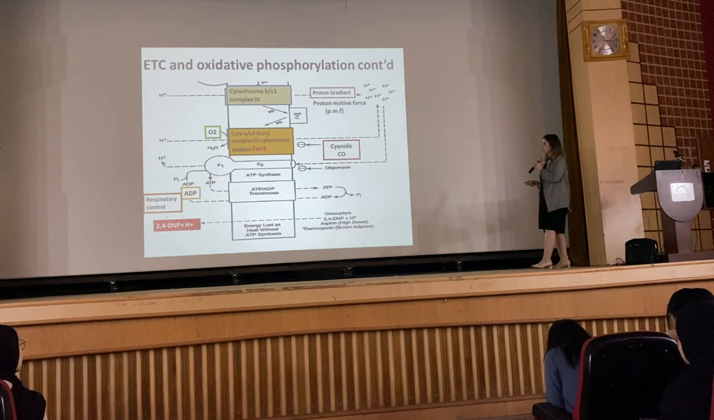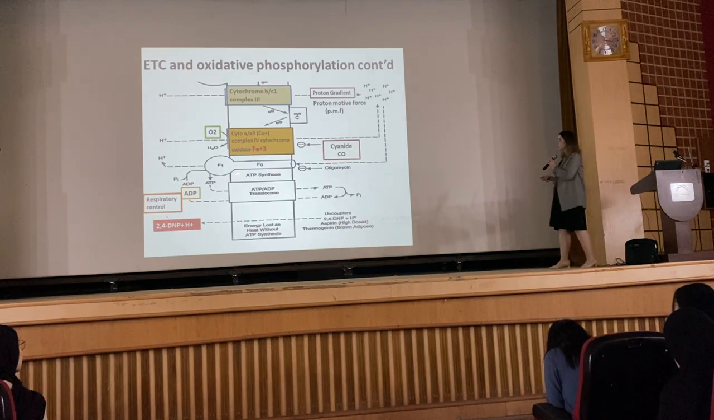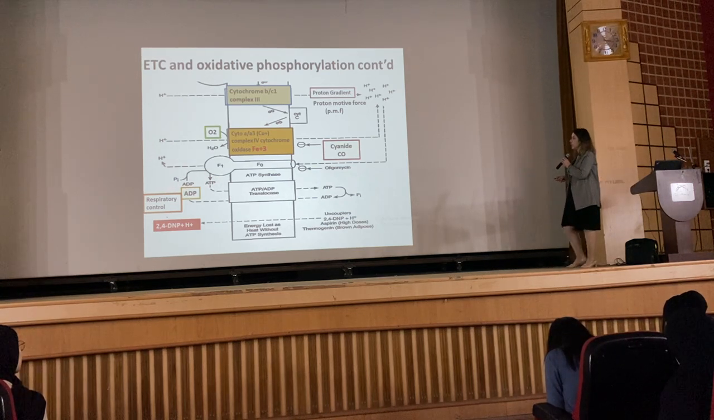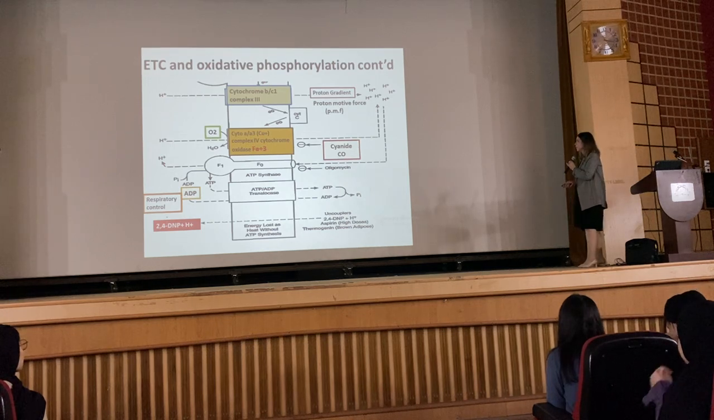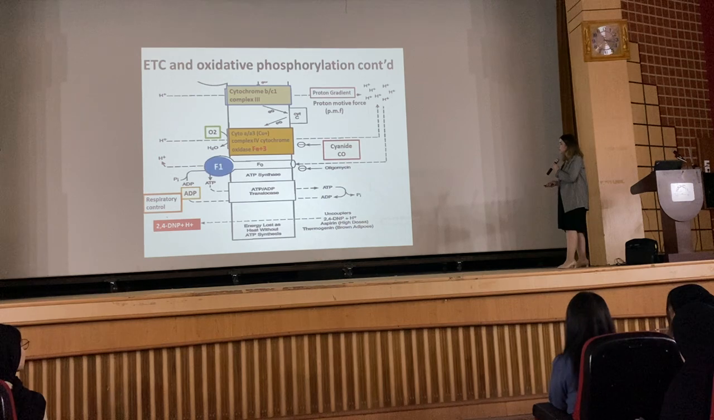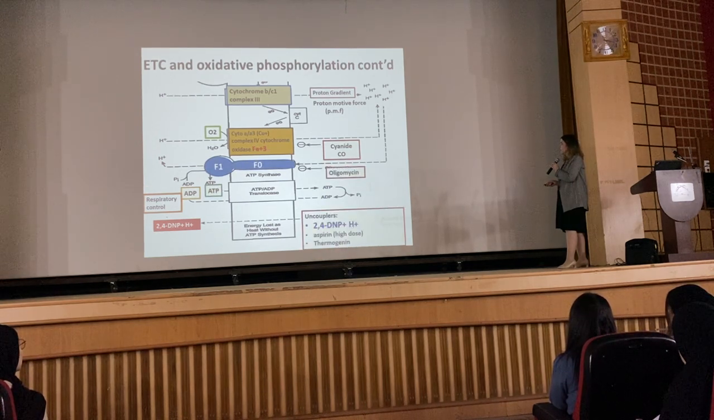Okay. So the energy in the proton is used to phosphorylate ADP and inorganic phosphate back to ATP and generate a tremendous amount of ATP. Oligomycin will inhibit the cycle again. This is the F0F1 compartment. Oligomycin is another inhibitor, besides cyanide and carbon monoxide.